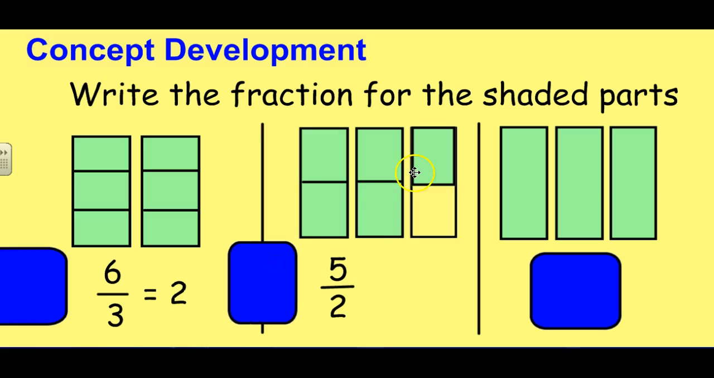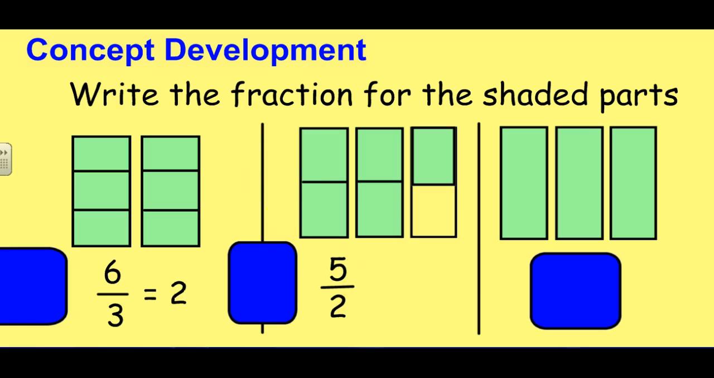Okay, so the fraction for this middle model is 5/2. And you see that it's not equal to a whole number. The reason that this is not equal to a whole number is because not all of these are completely shaded. I'll show you what whole number it could have been equal to in just a second, but I'm going to explain why it's equal to 5/2 first.